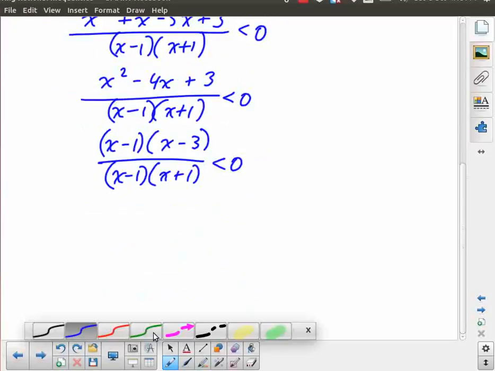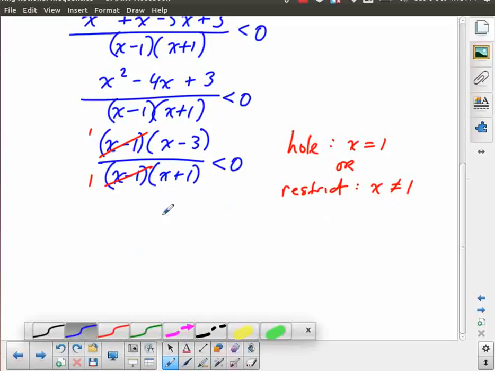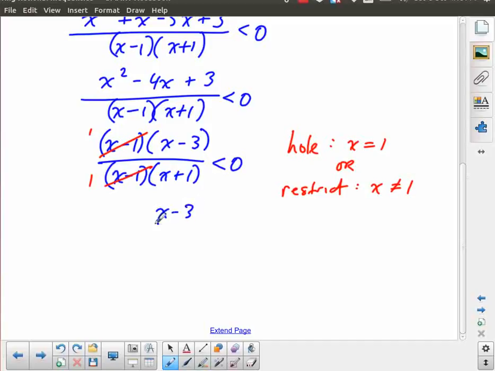And now I can divide out this x minus 1. x minus 1 goes into x minus 1 one time, but that means now I know I have a hole at x equals 1. Or that means I have a restriction, which is that x cannot be equal to 1. And that restriction is what we're going to be making use of. So in the end, I end up with this x minus 3 over x plus 1 less than 0.